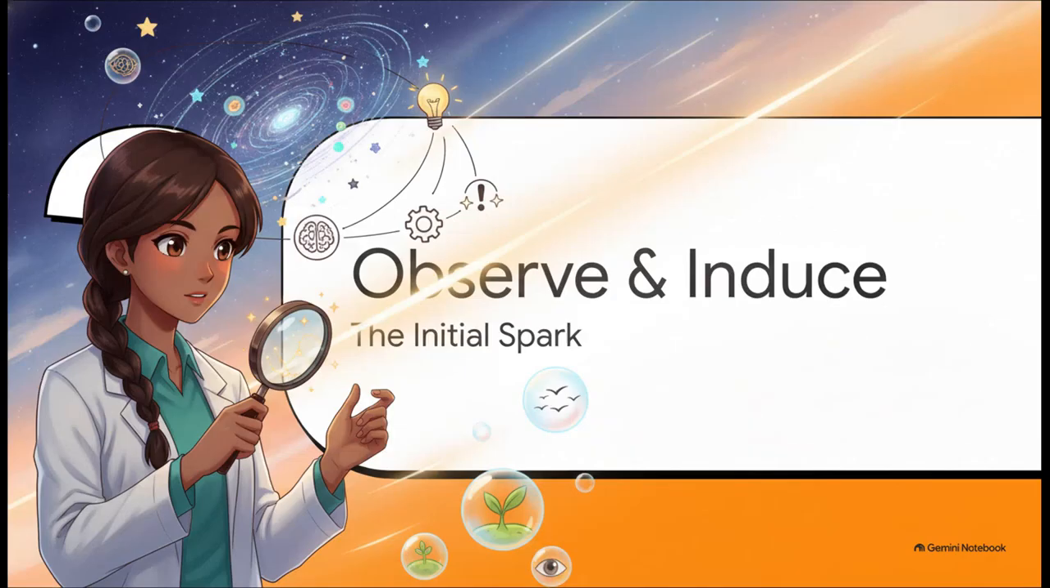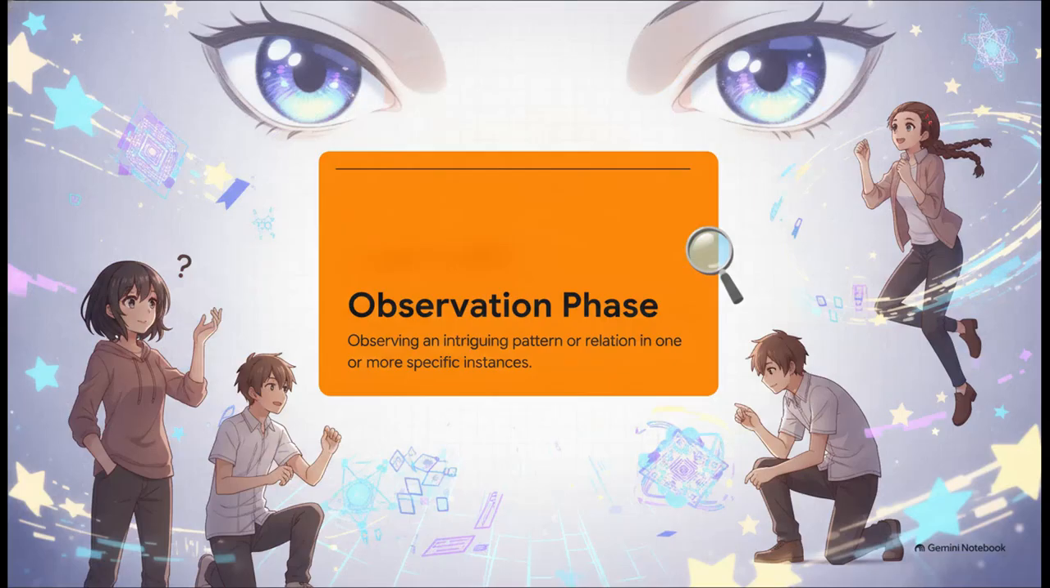Moving on to Section 2, Observation and Induction. We start, naturally enough, with the observation phase. This is really where the magic happens. It's where a simple observation sparks the idea for a brand new research hypothesis. You might observe an intriguing pattern, or maybe an unexpected event happens. Really, it's anything that you find interesting and want to explain.